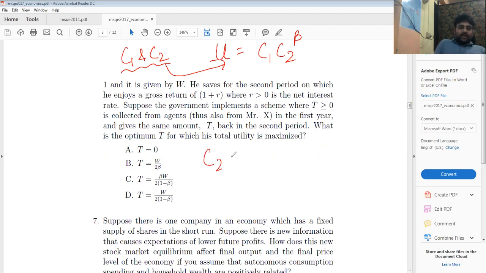Now, C2 plus C1 into 1 plus R is equal to W into 1 plus R minus TR. This was the budget line. If my T is equal to 0, obviously my money income increases.